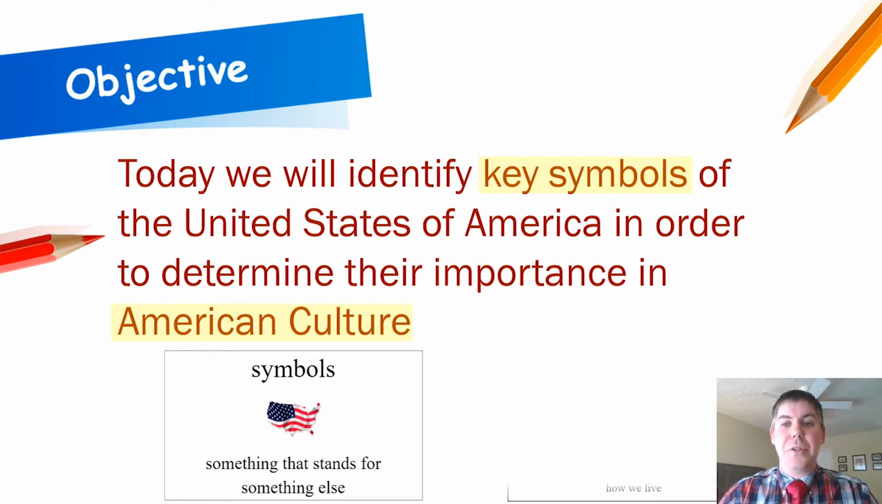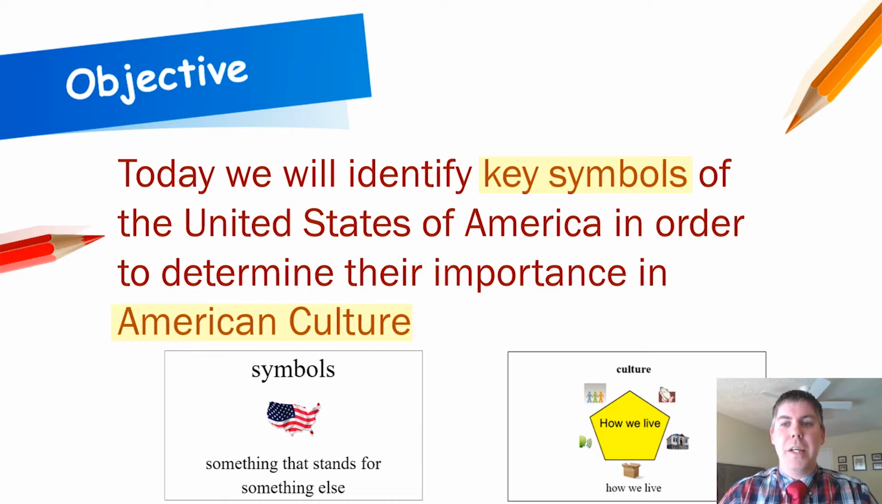I also can use our vocabulary card for culture to help me understand what culture means. Culture is how we live, and it includes how we speak, how we act, or even our traditions. Traditions are things we do all the time and each year. So today, we are going to be picking things or symbols that stand for the United States in order to determine why they are special or important to how we live.